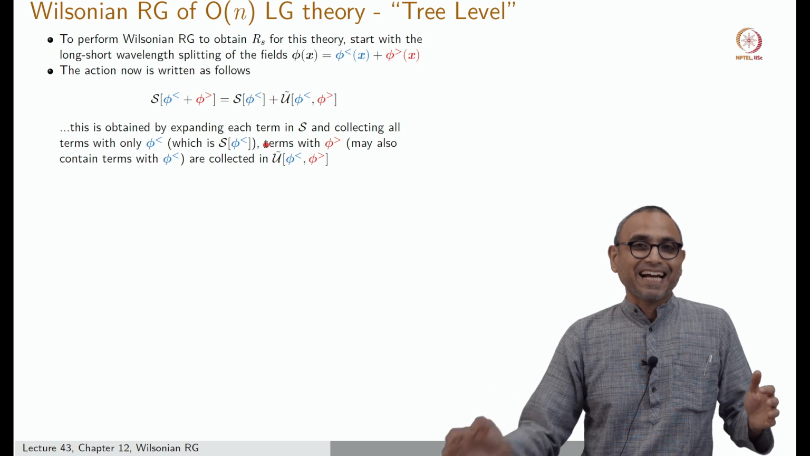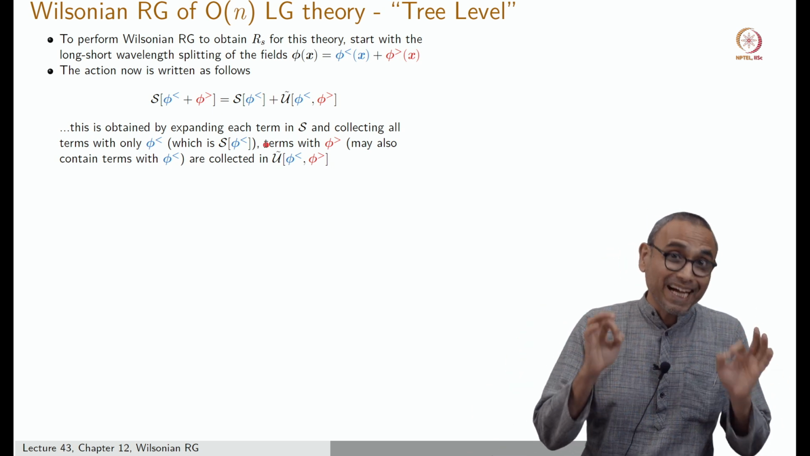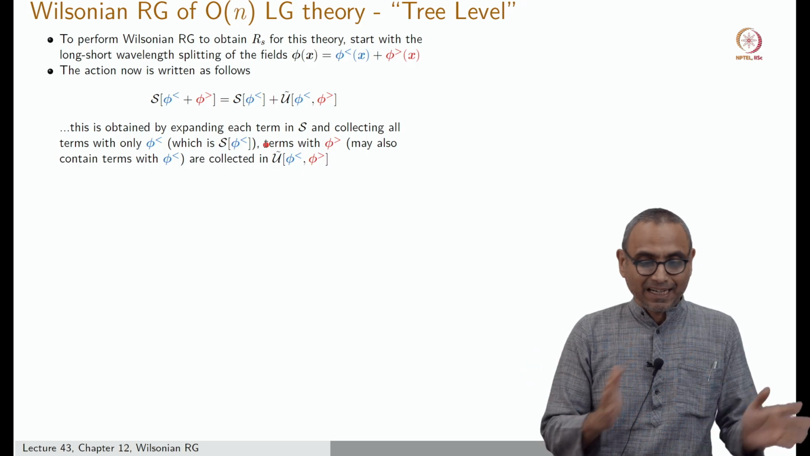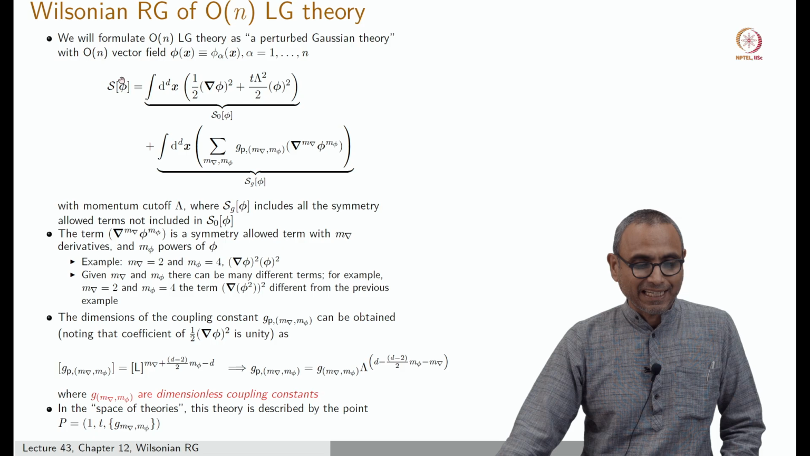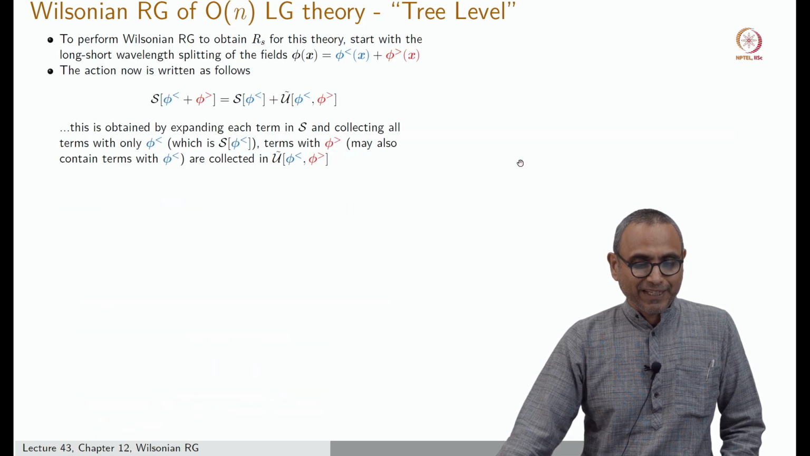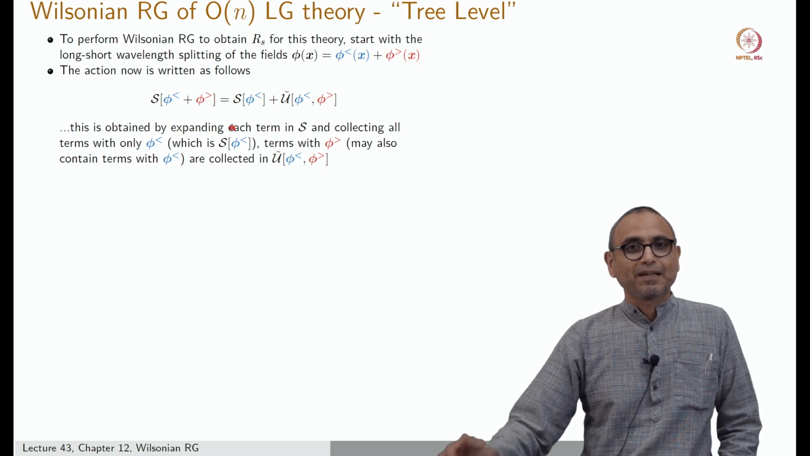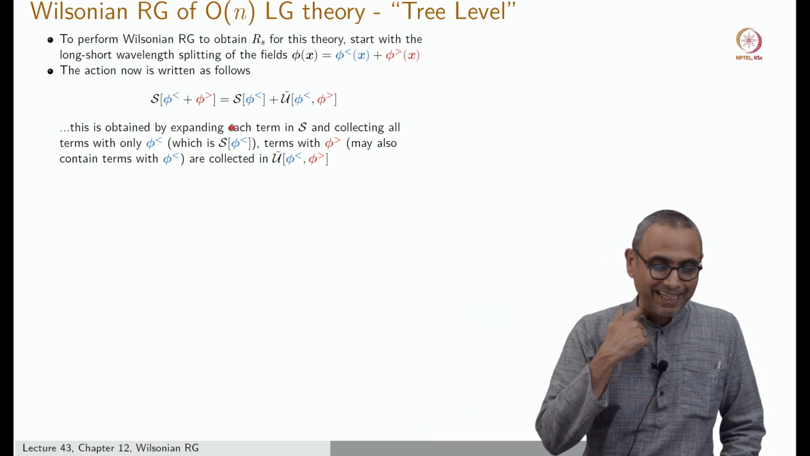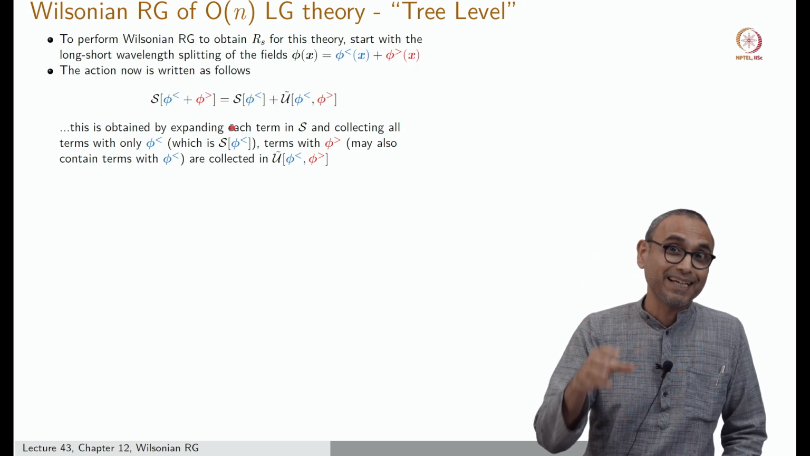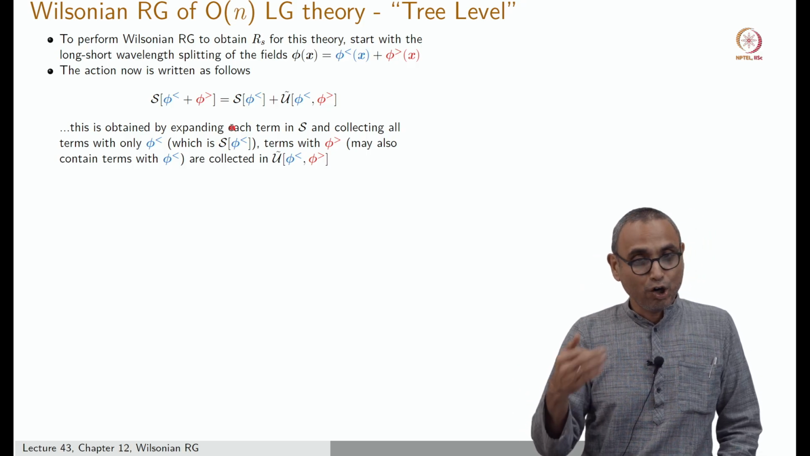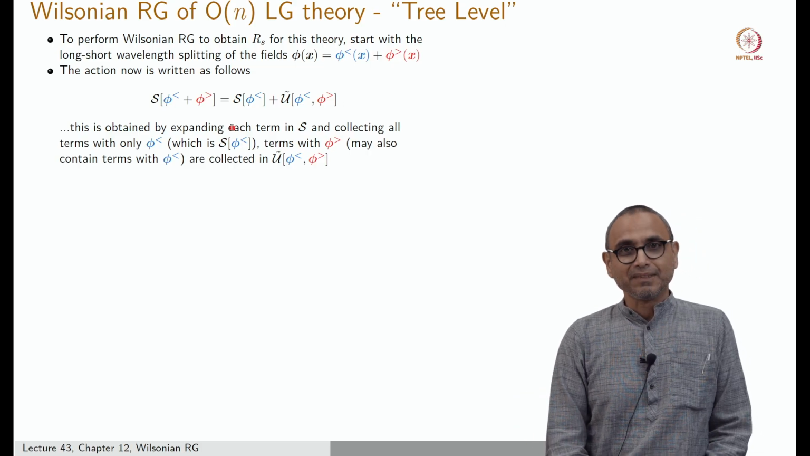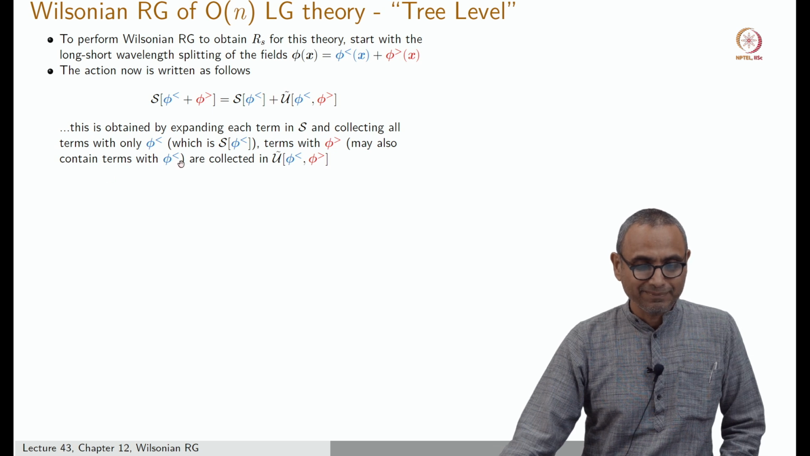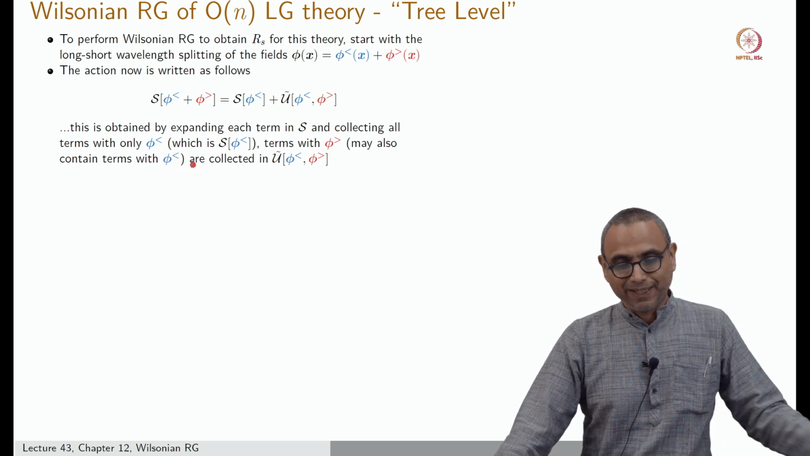What I do is, I collect all terms that only have phi less than and club them together, and if you give it a moment's thought, you will see that this is gotten simply by putting phi less than into this expression, and that is why we call this S of phi less than. The extra terms that I will get either have both phi less than and phi greater than, or have only phi greater than. So there can be terms with both of them, and there can be terms only with phi greater than.